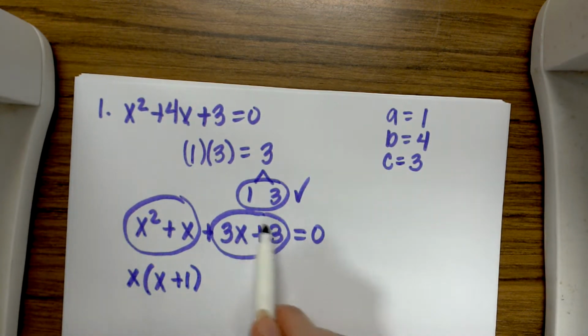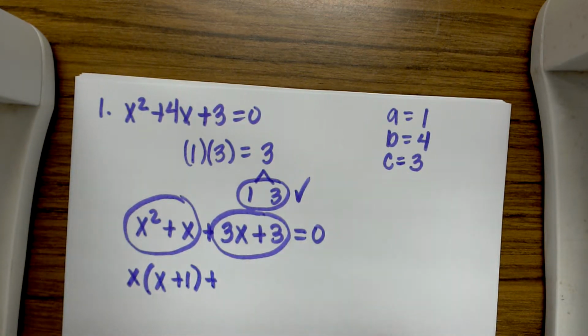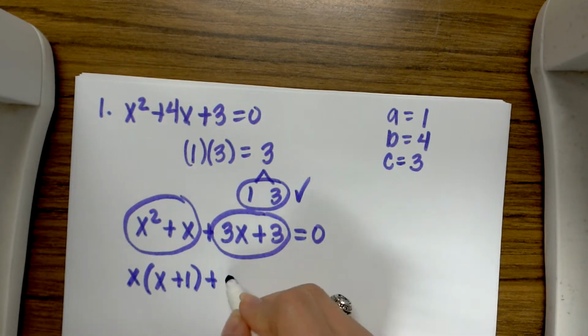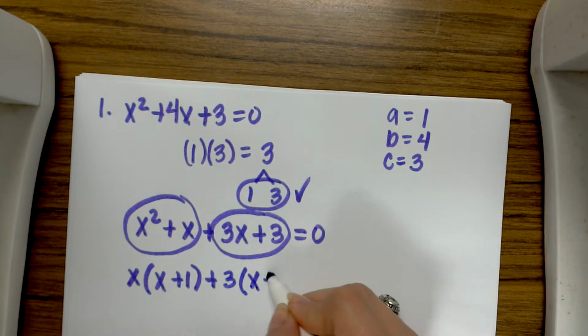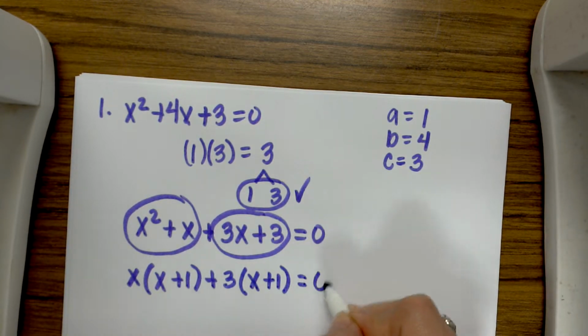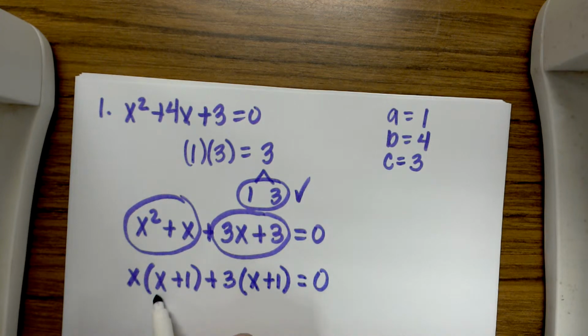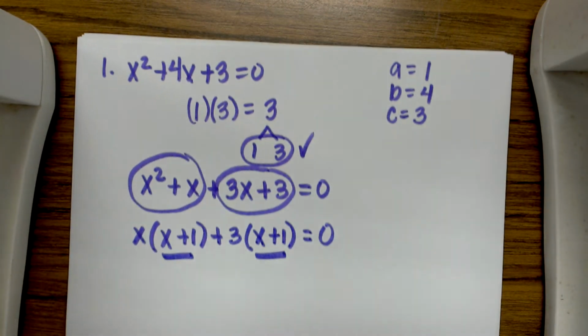So what can I pull out of these two? Well, look at my coefficients. I have a 3 here, and then I just have a constant 3, so I can pull out a 3. I can't pull out an x because I don't have an x over here. So let's pull out a 3, and if I pull out a 3, I'm left with x plus 1. So, look, these are equal. That's what we want. That is definitely what we want.